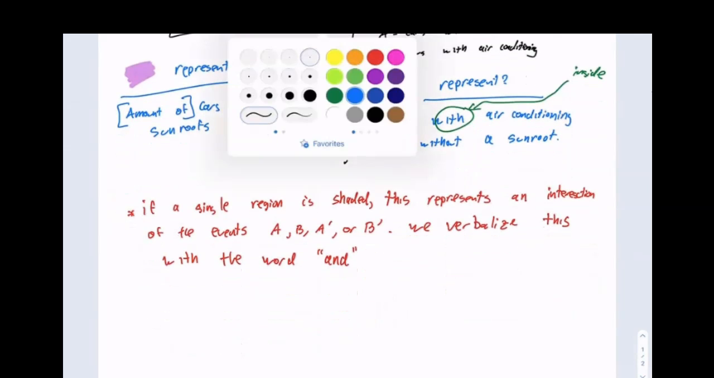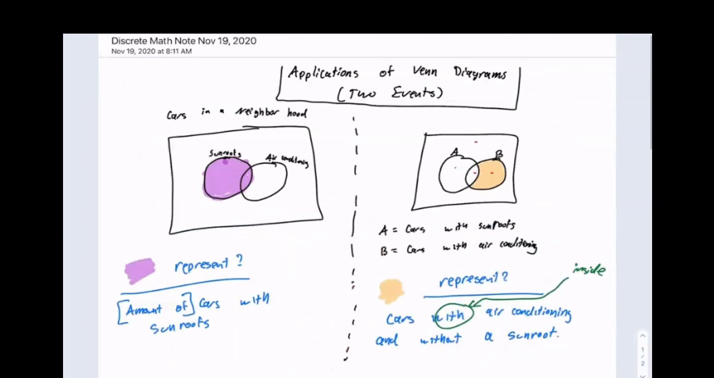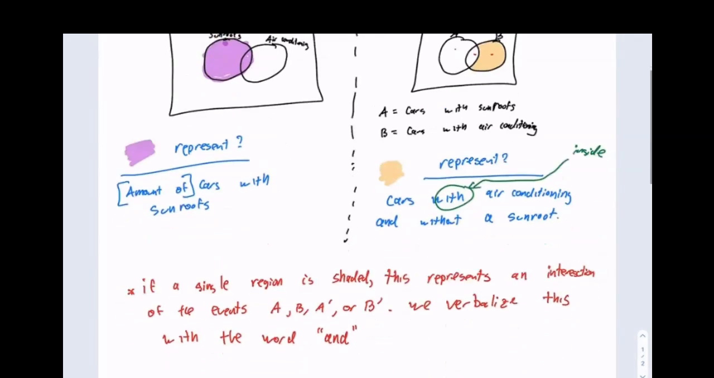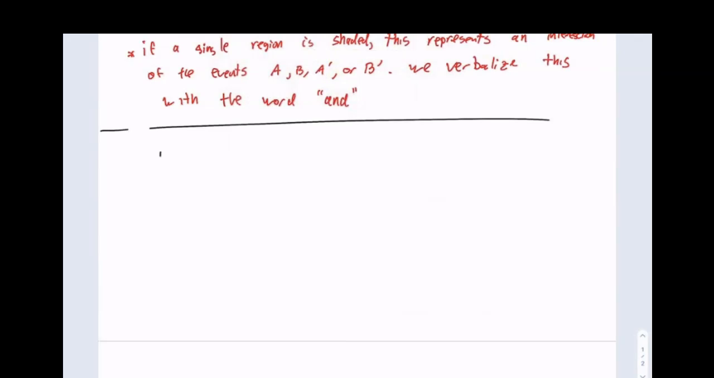Let's try another one. Same thing, A and B are the same things.